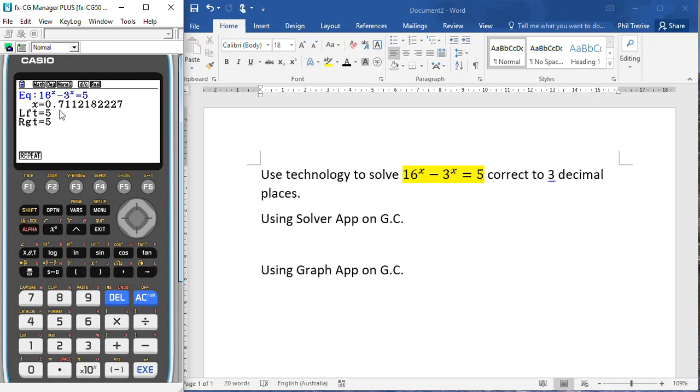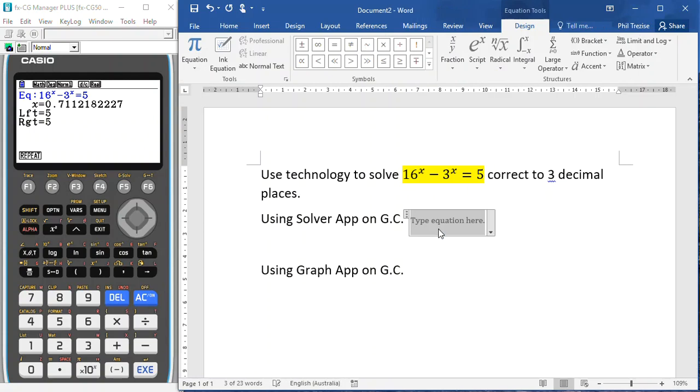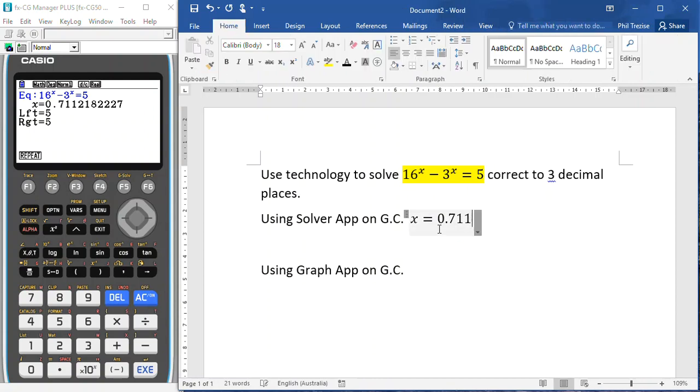If x is 0.711, then the left hand side evaluates to 5 and the right hand side already is 5, so they're equal. So we can just simply give this as our answer here. We can say that x equals 0.711, and we are finished, we're solved, we're done.